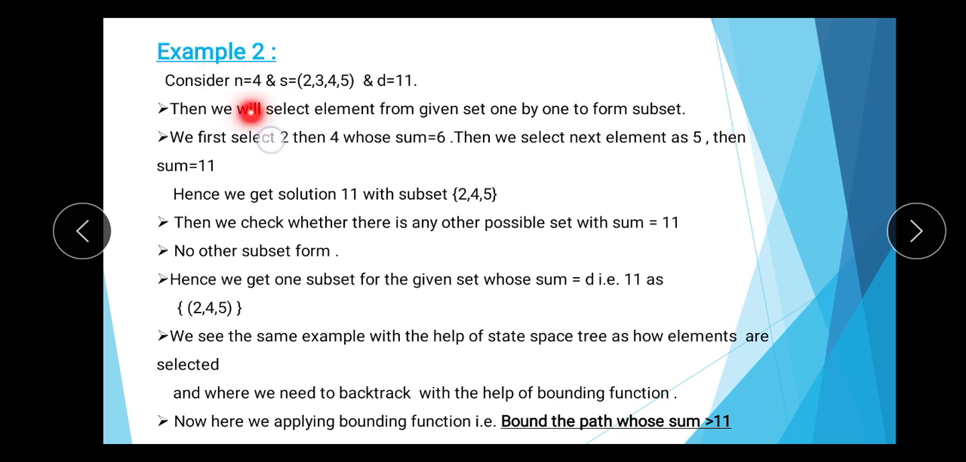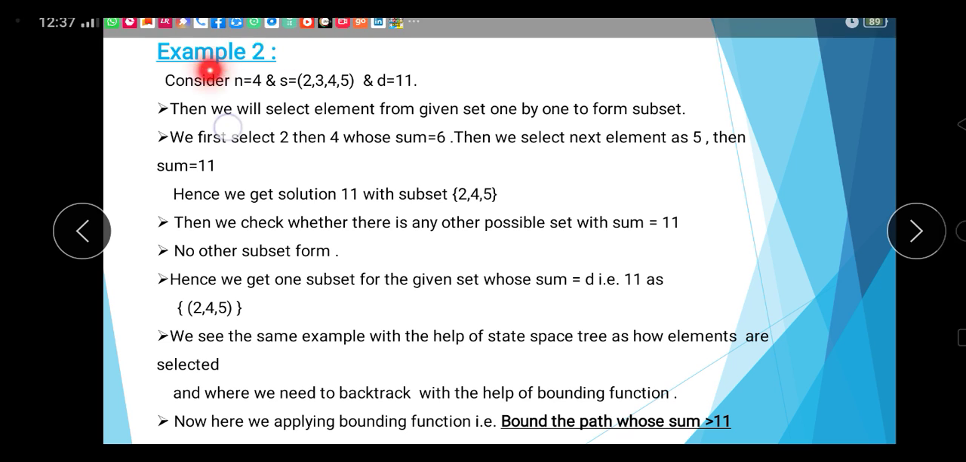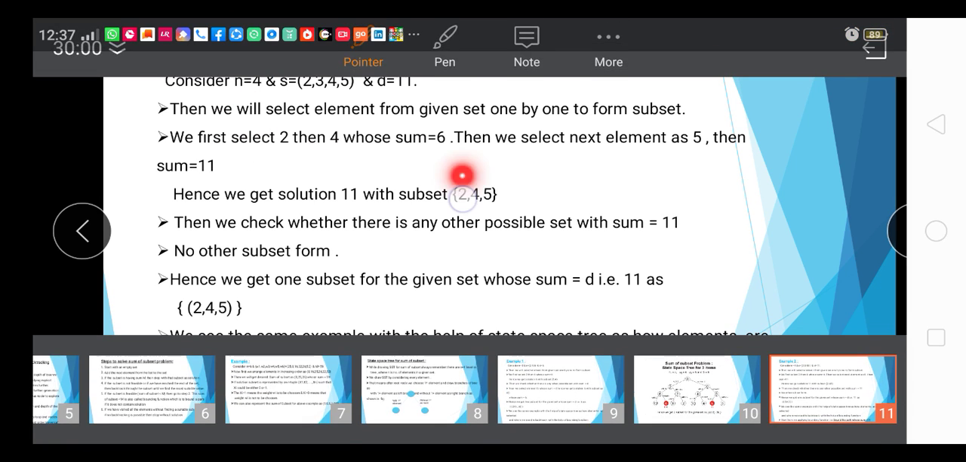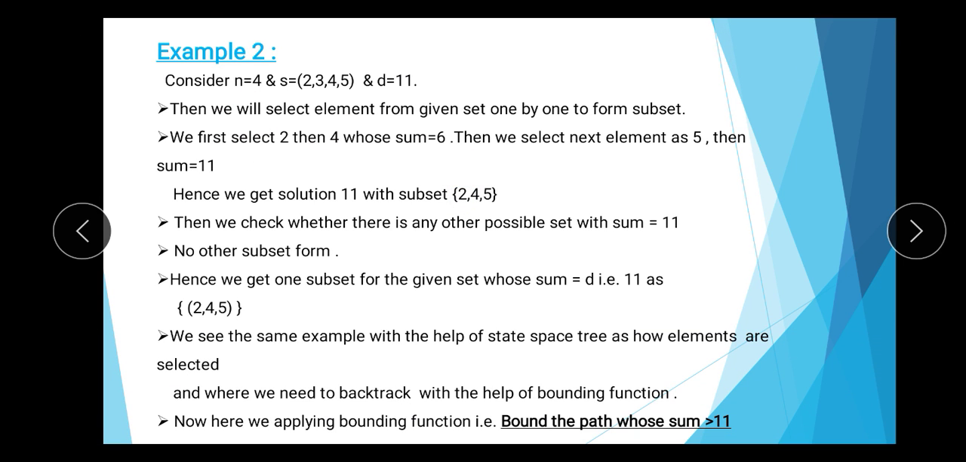Here we have n equals 4, that is, our set contains 2 3 4 5. This is the given input set and our predefined value is 11. Again we start by selecting elements one by one from the given input set to form our subset. Now we have to form the subset whose sum is equal to 11. So we first select the element 2 from the given input set, then we select 4, then we select 5. First we select 2 and 4 whose sum is 6.